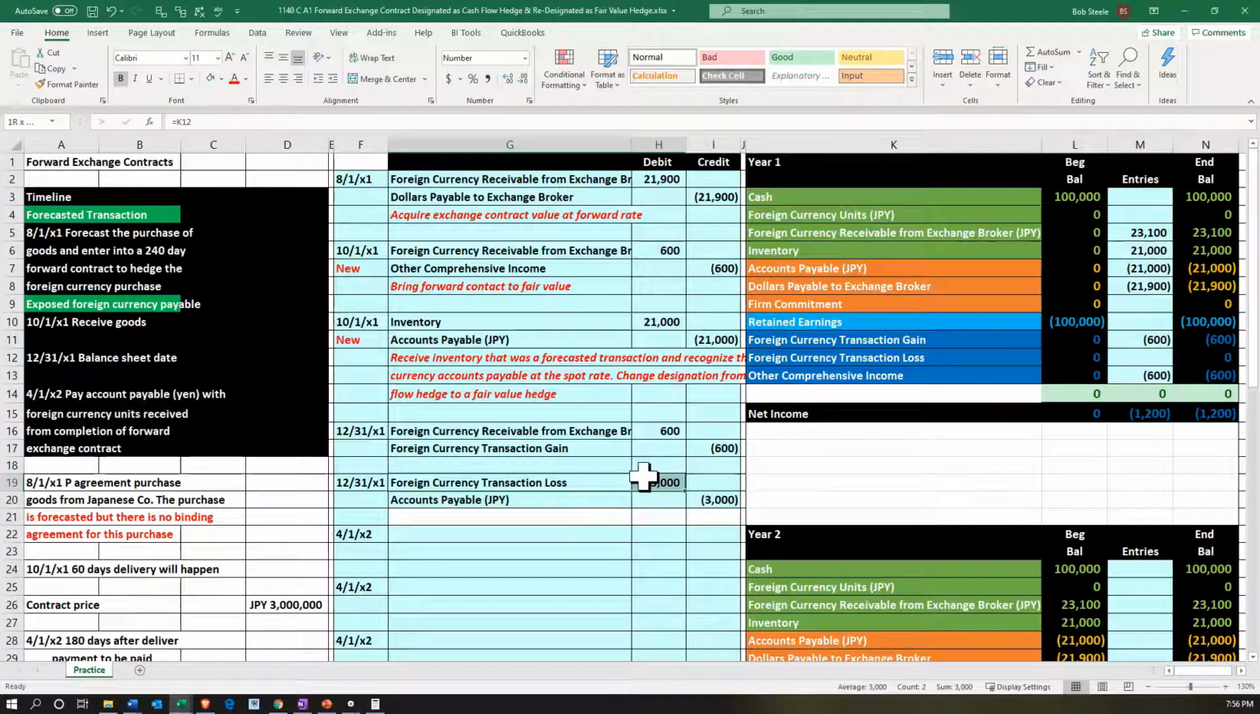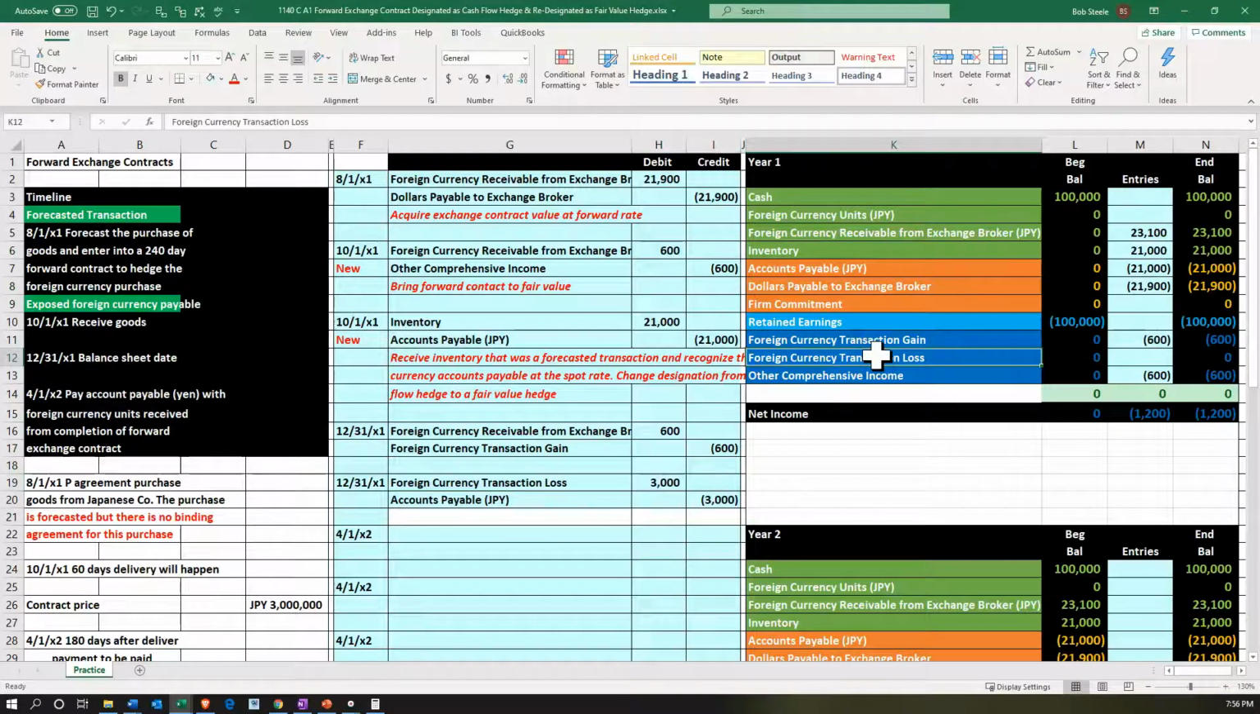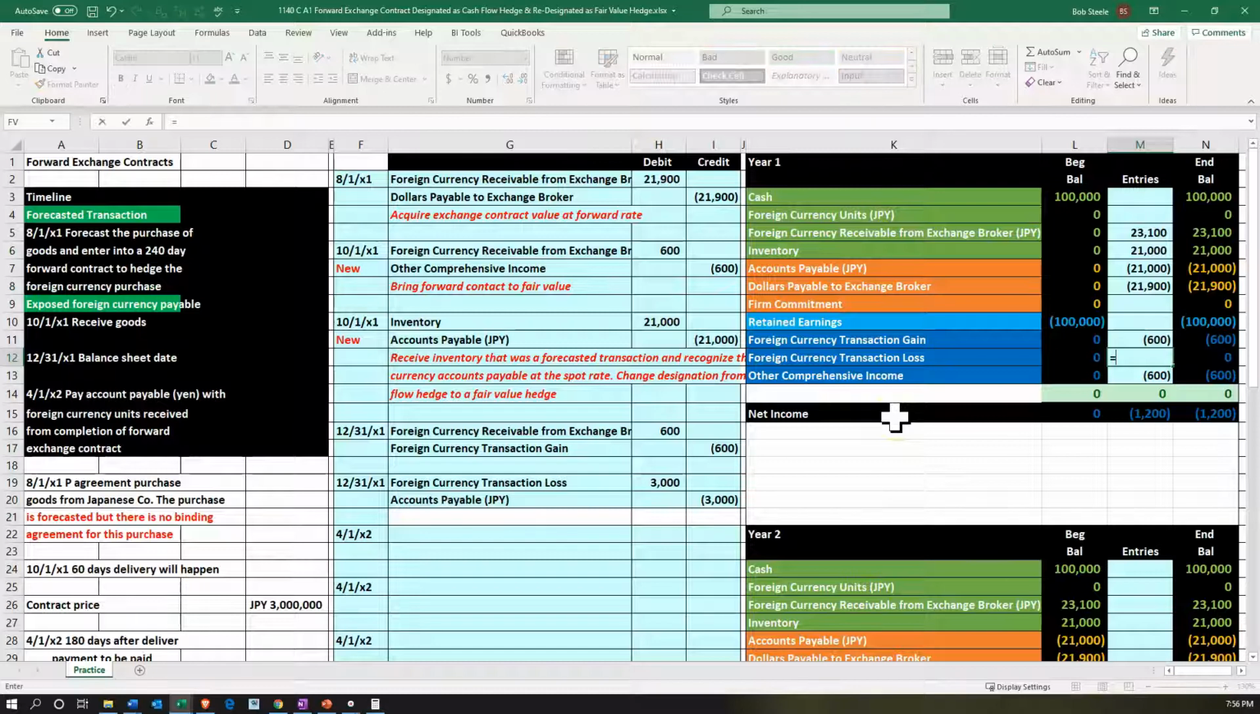We have the foreign currency loss. That's going to be here, foreign currency loss. Notice it's not going into the other comprehensive income at this point in time as it did before we received the inventory. So now we've got the loss, and then the other side's going to the accounts payable up top.